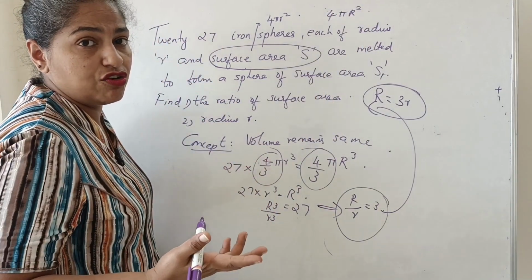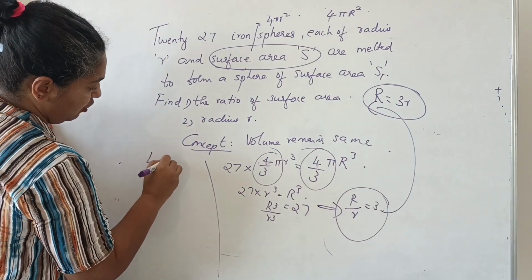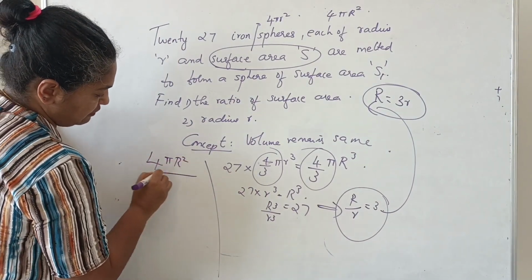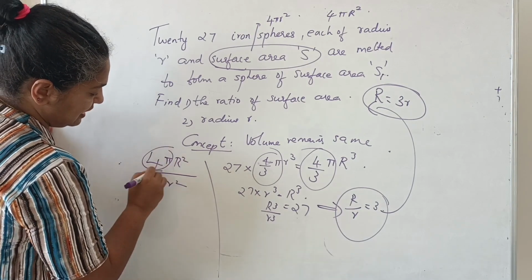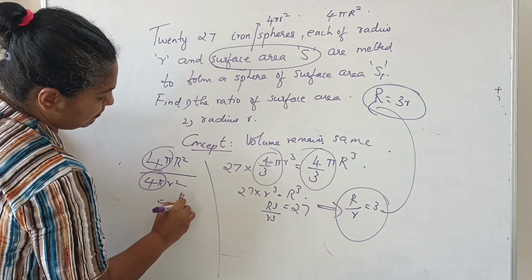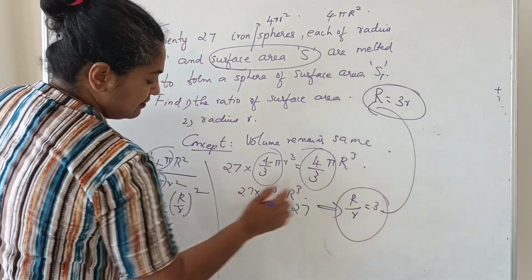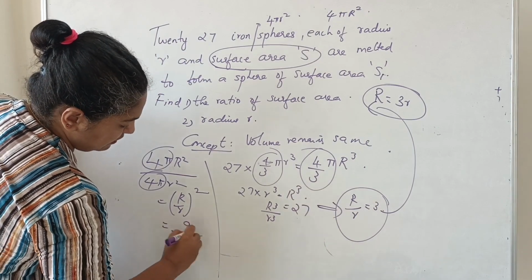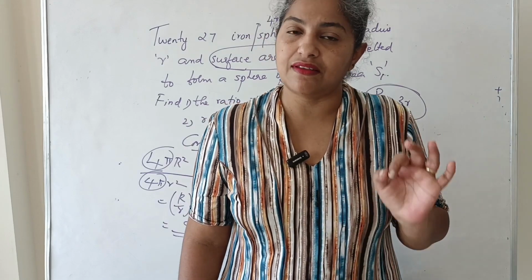We need to take the ratio of both. So let us take the ratio. It is 4 pi R square, the surface area of the big sphere, by 4 pi r square, the surface area of the small sphere. 4 pi and 4 pi will get cancelled. I will get R by r the whole square. What is the value of R by r? It is 3. So 3 square is 9. So I will get the ratio of the surface areas as 9.